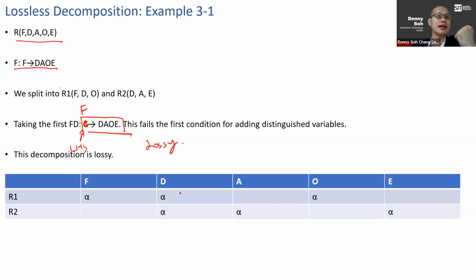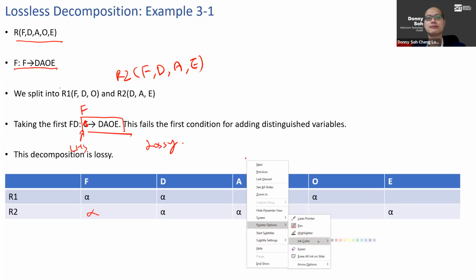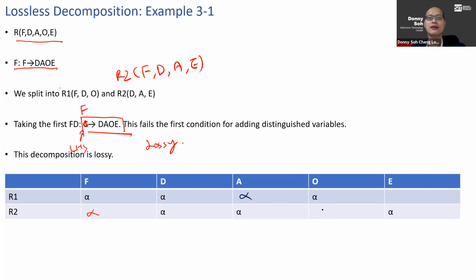Okay, let's say we have alpha here. Let's say R2 is instead this. Okay, so maybe the question I want to pose to you all is: can I add the alphas here? What do you think? Can I add alpha here? Can or not?